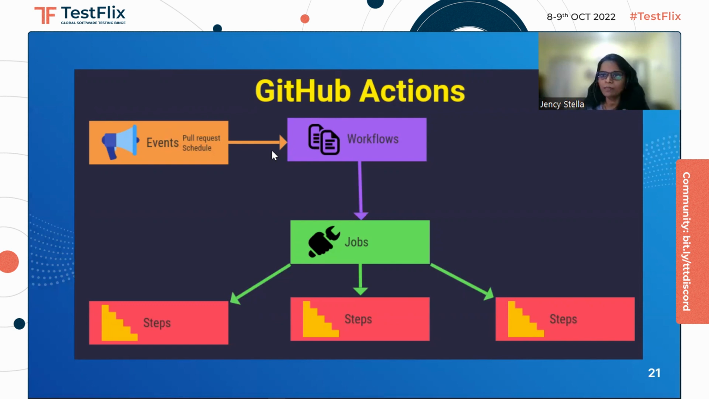Now that I'm talking about triggers here and there, what exactly gets triggered? It's nothing but your workflows. A workflow is a component that holds your jobs. So what is a job? A job is a configuration that holds all your steps. So what are steps? Steps are the different commands that you set in order to tell GitHub what to perform. Let's understand this with an example.